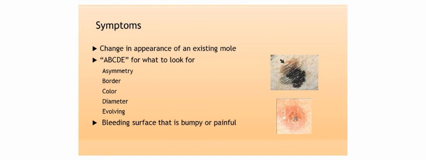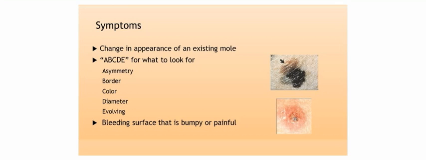Alright, so now we're going to talk about some of the symptoms. Skin cancer has a few symptoms. A change in appearance of an existing mole you have is definitely something that would be a sign. But how do we look for these, right? So here's an acronym for what to look for. It is A, B, C, D, E.